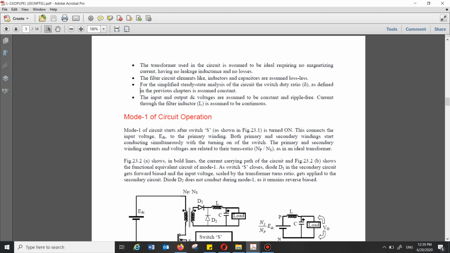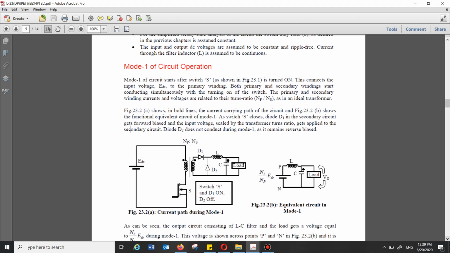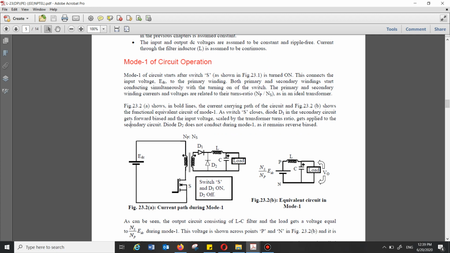Let's discuss mode 1. Mode 1 of the circuit starts after switch S1 is turned on. Come back over here. Switch is on, so current flows through the circuit. This connects the input to the primary winding. Both primary and secondary start conducting. Yes, of course, when current is flowing, this is energizing through the mutual inductance, and the secondary winding is also energizing. Primary and secondary winding currents are related by the turns ratio. That's for sure.